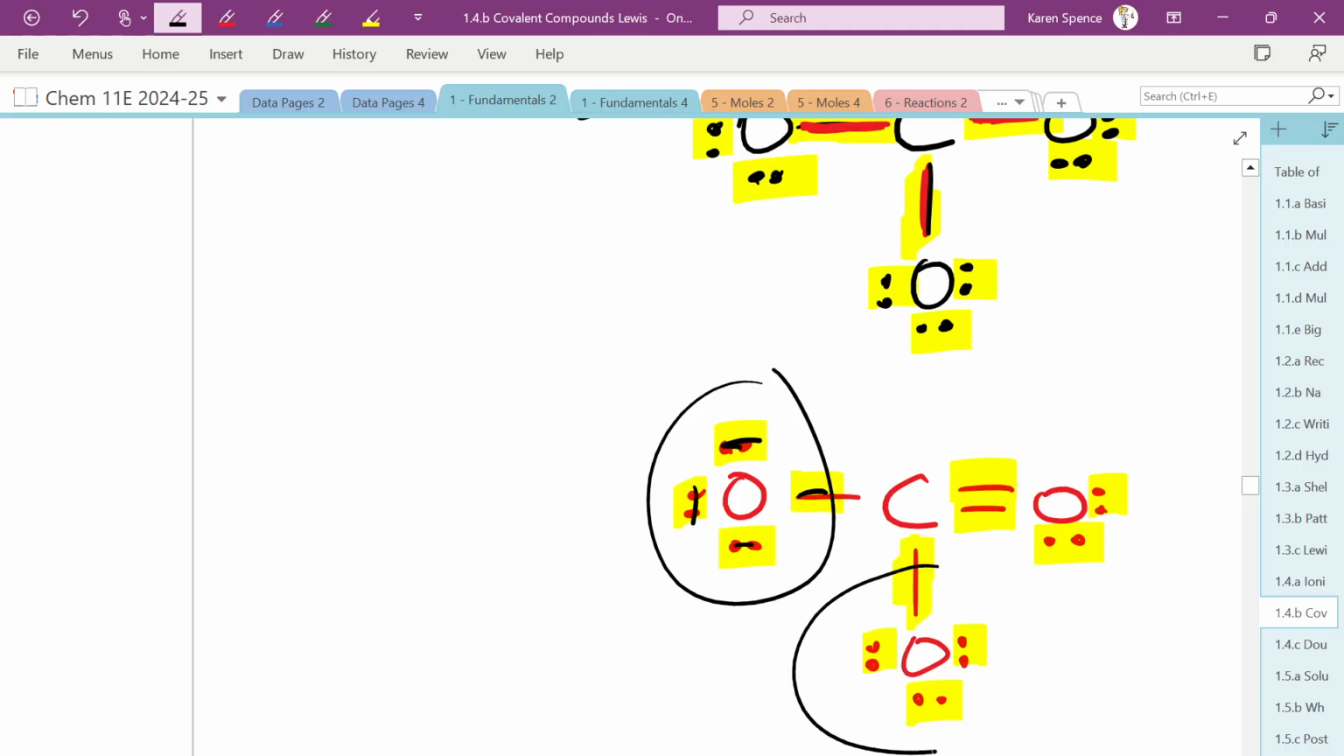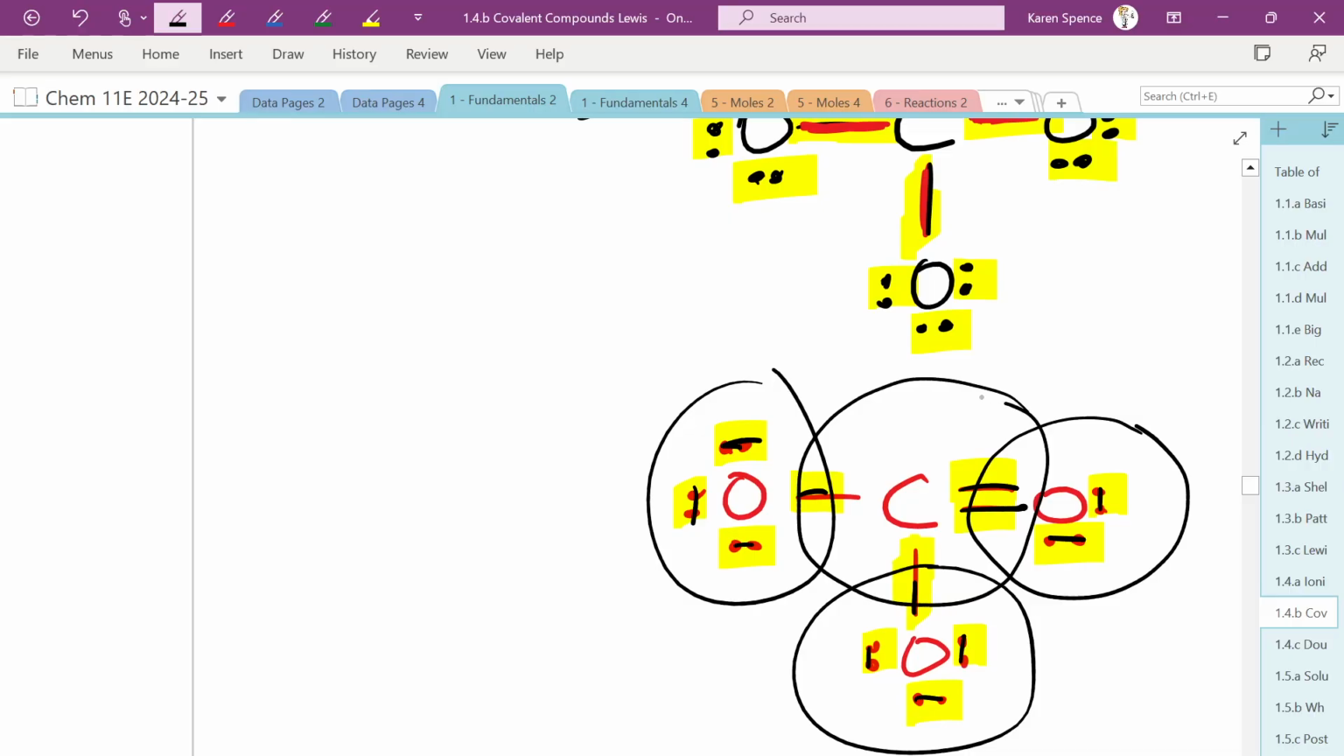How many does this oxygen have? 2, 4, 6, 8. How many does this oxygen have? 2, 4, and each of these lines represents 2 electrons, so that's 6, 8. And then carbon has 2, 4, 6, 8. So everybody has 8. We have 24 electrons and life is good.